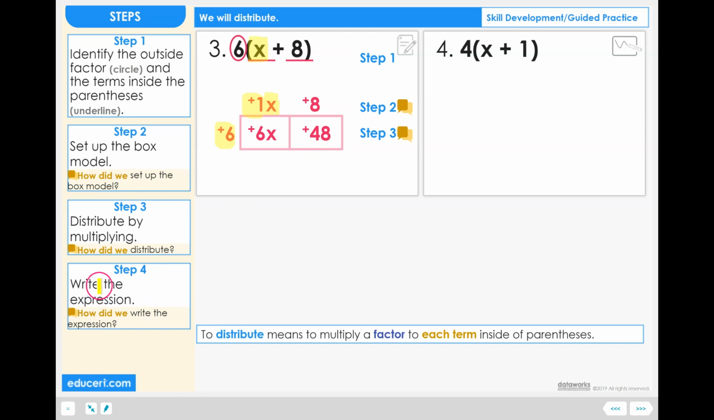Step 4. Write the expression. To write the expression, we first recognize that these are two terms that are not like, they cannot be combined, so when we write them, we have to write them apart from each other. So 6x, and then since it's a positive 48, we'll put plus 48.